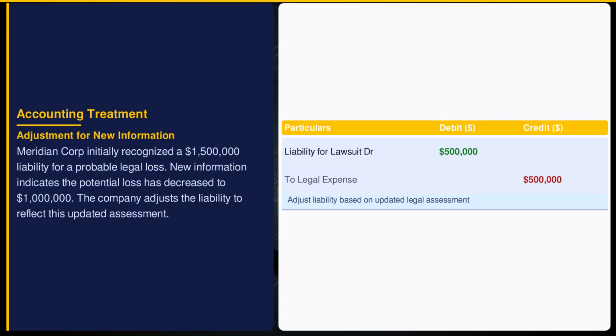With new insights, the legal team reassesses the likely loss at $1 million. ASC 450 mandates adjusting the recognized liability to mirror the most current estimates. Meridian Corporation reduces the liability by $500,000, enhancing financial statement accuracy and reflecting the revised expectation of loss.